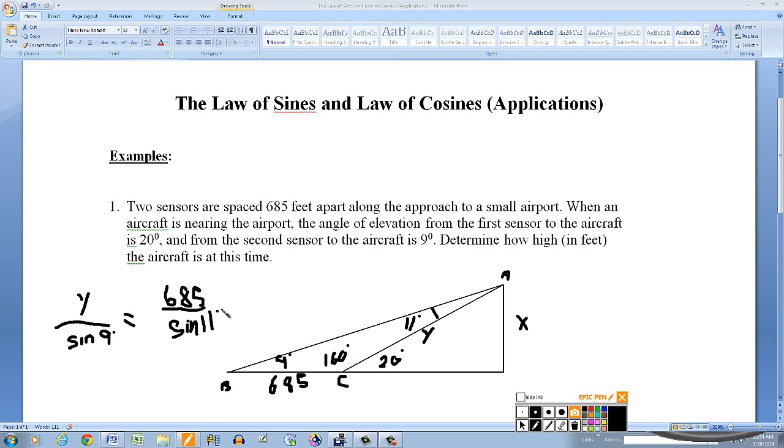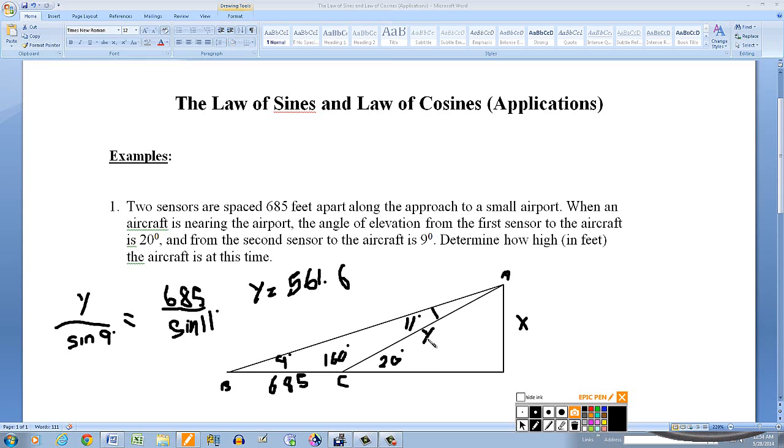Okay, so I have the equation from the law of sines: Y over the sine of 9 degrees is equal to 685 divided by the sine of 11. I've done a lot of these problems in the calculator, so I'm just going to tell you what we get. You can do it on your calculator, but you take 685 divided by sine of 11, and then multiply it by sine of 9 degrees. And you should get Y is equal to 561.6.